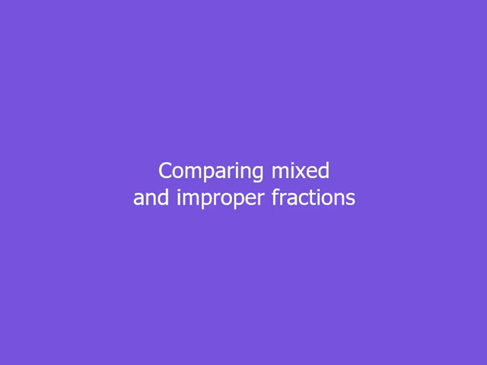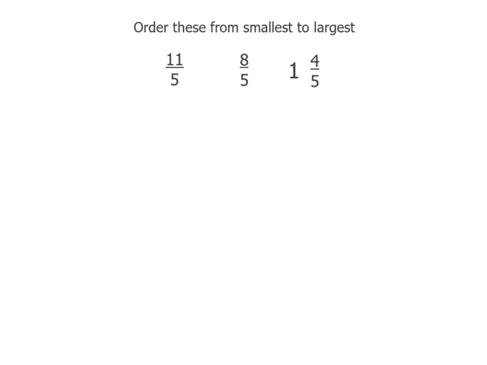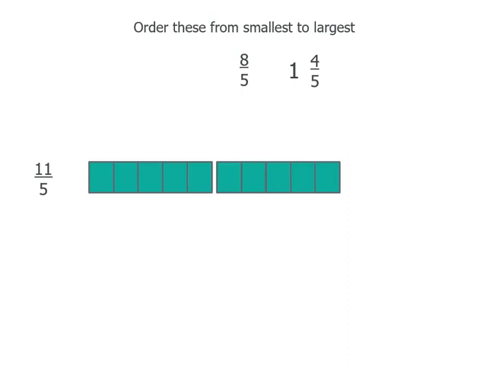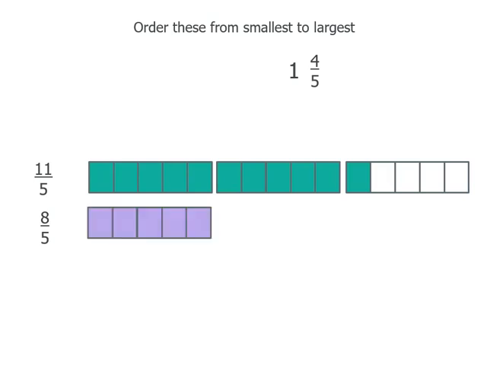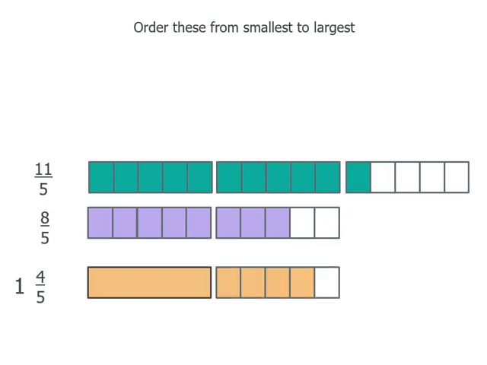Now how can we compare them when we're looking at putting them in order, for example? Let's take our first fraction. Now it's got a numerator that's bigger than the denominator, so that's an improper fraction. We've got 11/5, so we're going to need 5/5 and another 5/5, that's 10, and one more fifth. Our next fraction's also an improper fraction because the numerator is bigger than the denominator, so we'll have 5/5 and another 3/5. Our final fraction is a mixed number. It's got one whole and it's got 4/5.